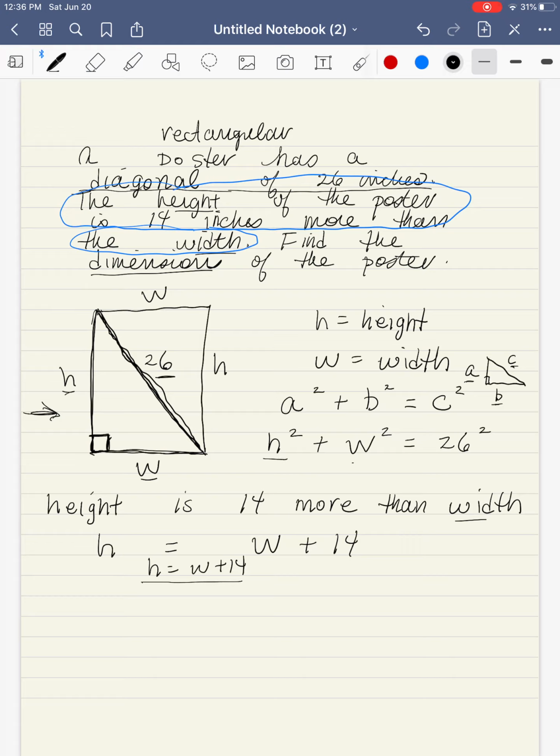So now I can use substitution. I have what h is equal to. I can put it in place of h and rewrite this equation with a w plus 14. See if you can do that. Pause the video and see if you can do that.